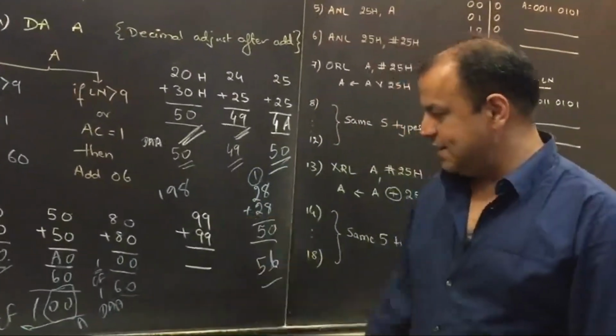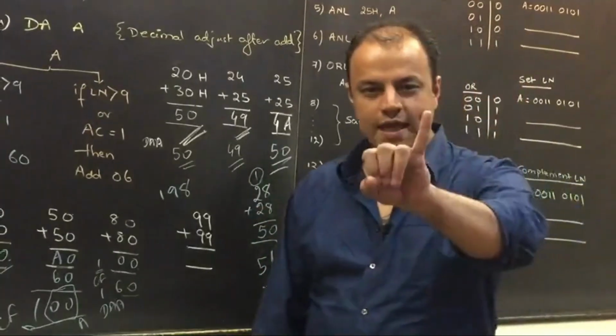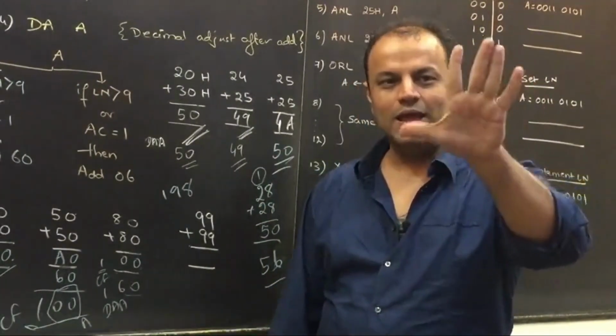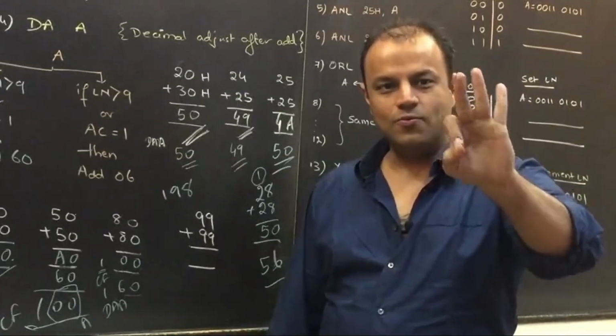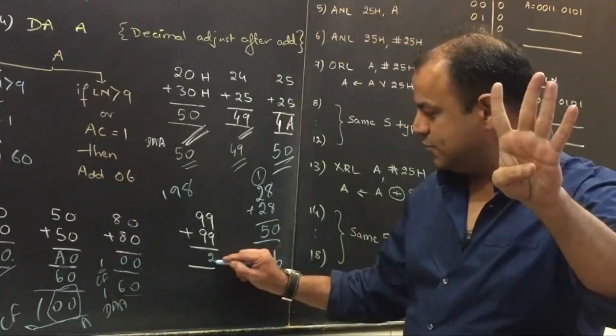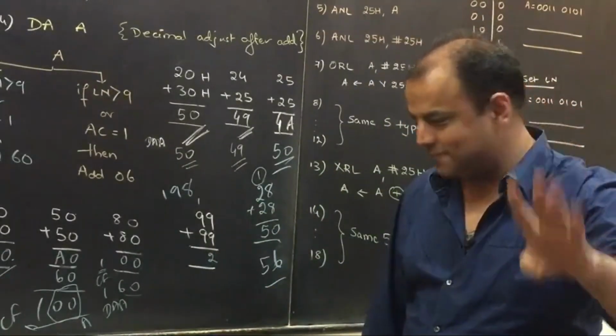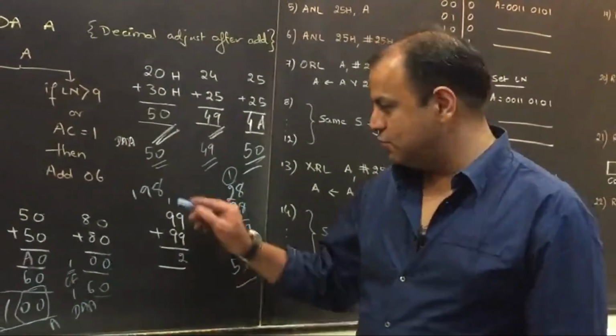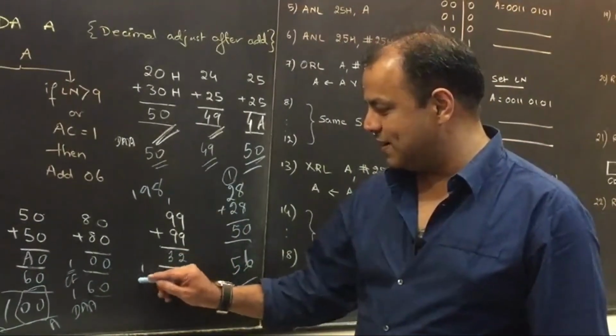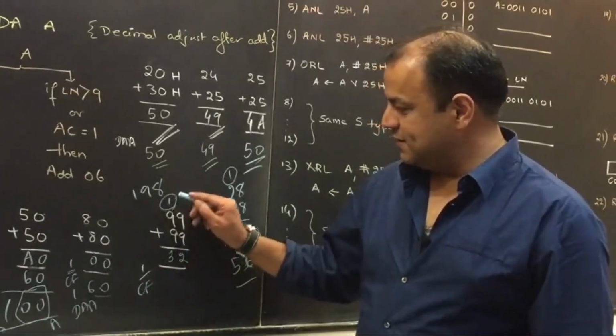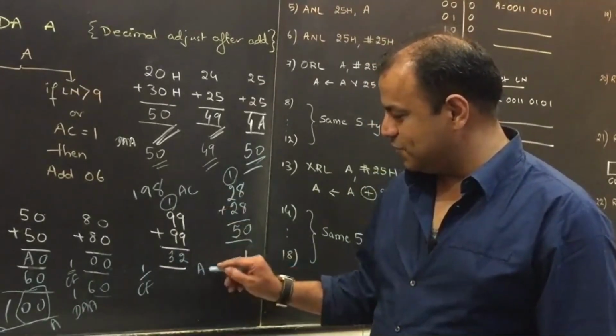Let's see. 99 plus 99. Now 9 plus 9. A, B, C, D, E, F, 1, 0, 1, 1, 1, 2. 1, 2 means you'll get a 2 over here, you'll get a 1. Are you clear? Again, 9 plus 9 will give you 1, 2 plus 1, 1, 3. So 3 and a 1. This is your carry flag. This is your auxiliary carry flag. This is your A register.